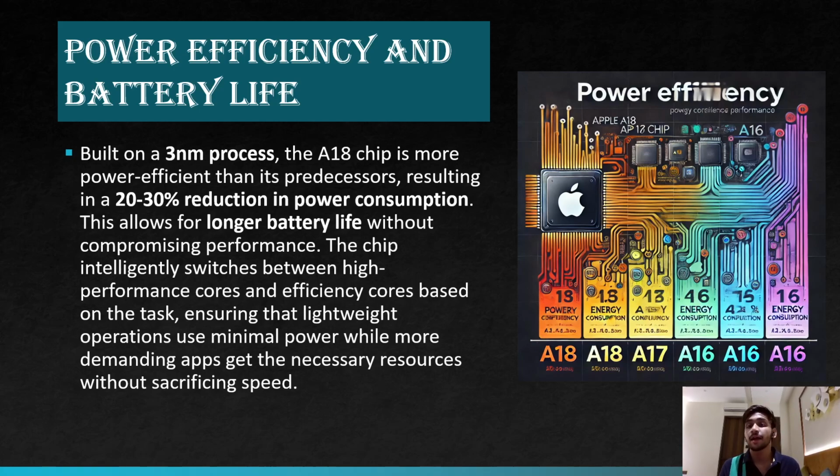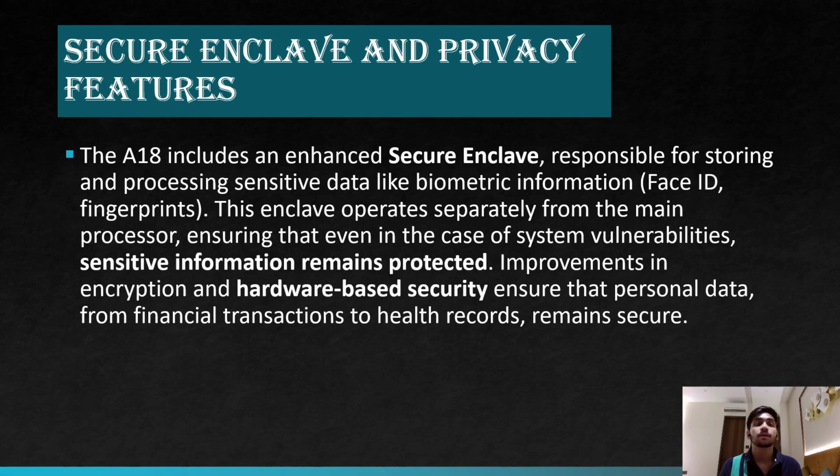So the diagram which is shown here compares the power efficiency with the previous chips. As you can see, the A18 chip has the most power efficiency and longer battery life compared to the A16, A17. Now, secure enclave and privacy features.